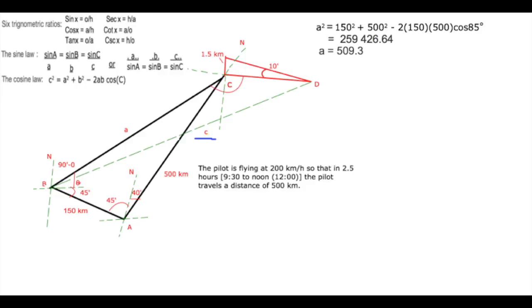Since the lengths of the two sides, the 150 kilometers and the 500 kilometers, are known, as well as the angle, which is angle A, you know that angle A would be the 45 degrees plus the 40 degrees, which is 85 degrees. So you would use the cosine law to solve for side A.